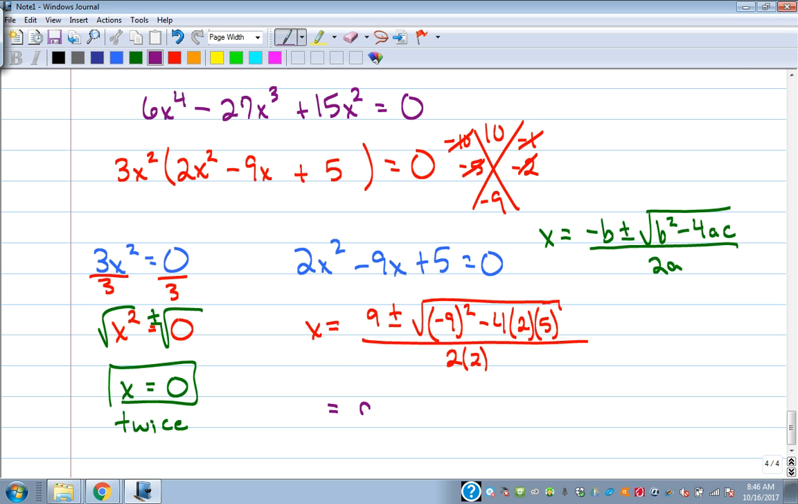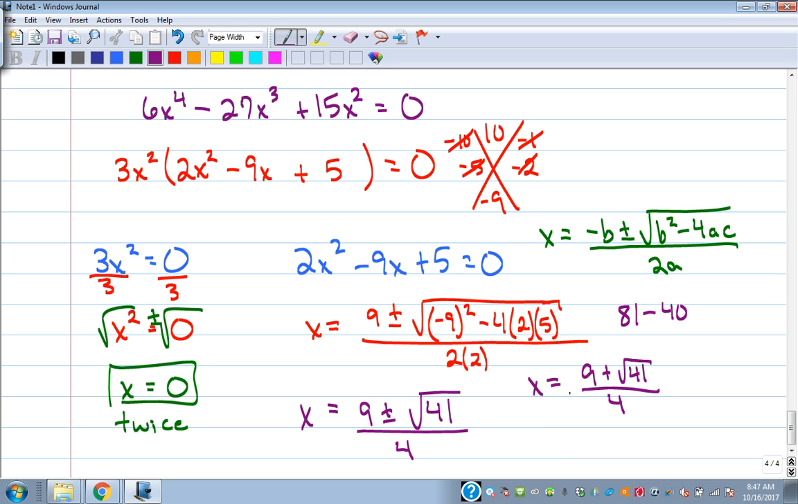Work that out. It'd be 9 plus or minus 9 squared, which is 81, minus 4 times 2 is 8 times 5 is 40. So that would be the square root of 41. And then 2 times 2 on the bottom is 4. Does the square root of 41 simplify any? 41 is a prime number, so we can't break it down any. Okay, so we get two answers: 9 plus the square root of 41 over 4, and then 9 minus the square root of 41 over 4.